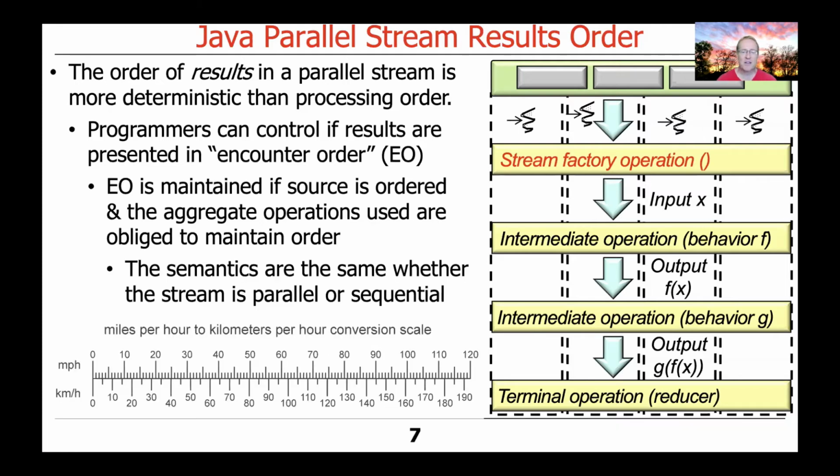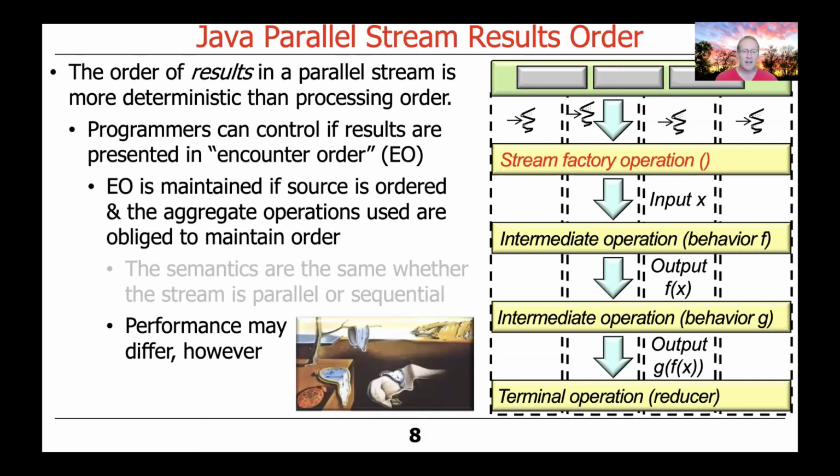What's interesting is that the semantics are the same whether or not the stream is run in parallel or sequentially. If you have a parallel stream and the encounter order is maintained, then even though processing may take place on the different chunks in different orders, the results will come back in the encounter order. That's true semantically, whether it's a sequential or a parallel stream. It's kind of like having two different systems of measurement, metric and imperial, but the distances will be the same. It's just that the representations will be different. Miles per hour will be different from kilometers per hour, but it's the same speed. You get the same results, just represented in a different way.